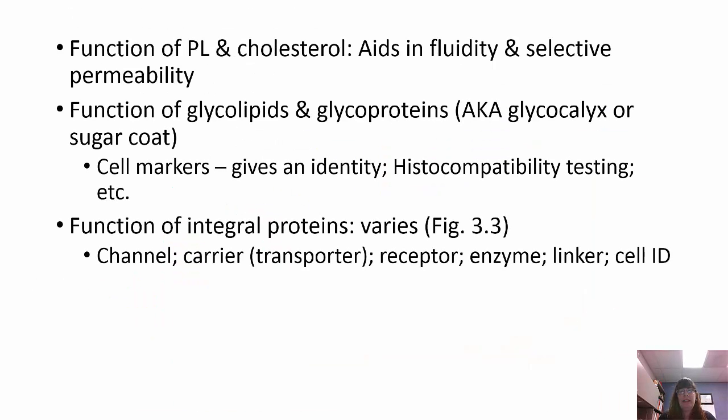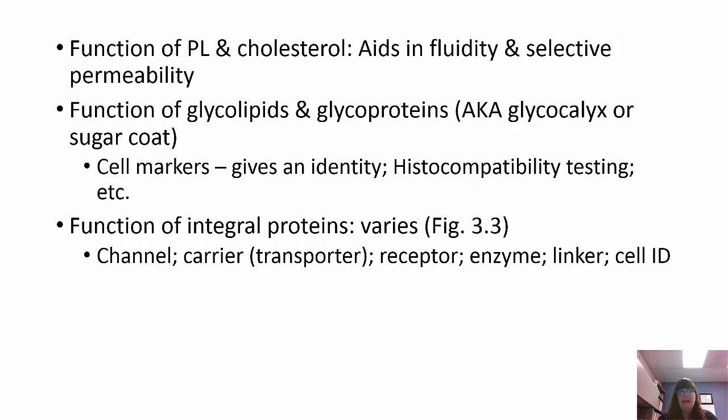So, what's the function of all of these things? Again, the cholesterol aids in the fluidity and selective permeability. When it gets warm, the plasma membrane has a tendency to become really fluid, so the cholesterol molecules will actually kind of grab on to the phospholipids and make sure that they stay relatively close together. And on the other hand, if it gets really cold, the plasma membrane has a tendency to become more solid, so the cholesterol molecules will actually push and spread the phospholipids apart.